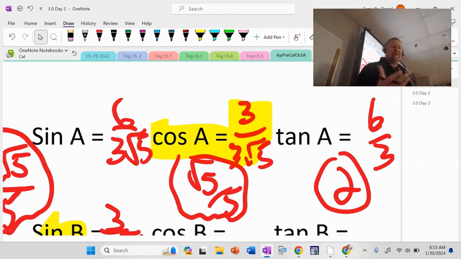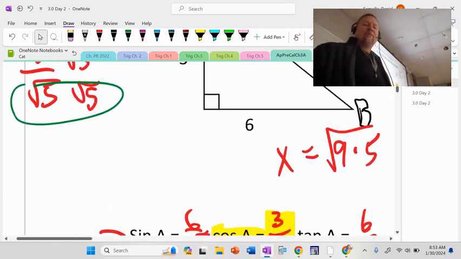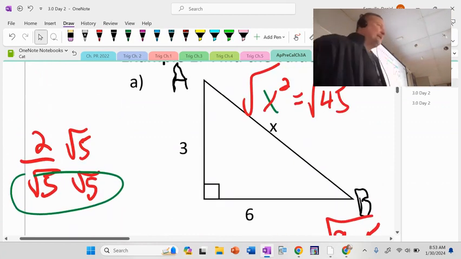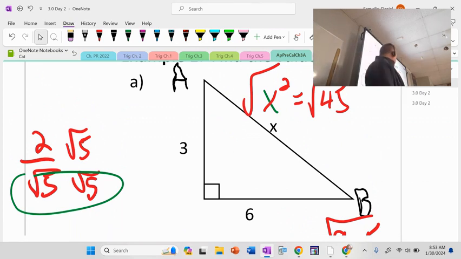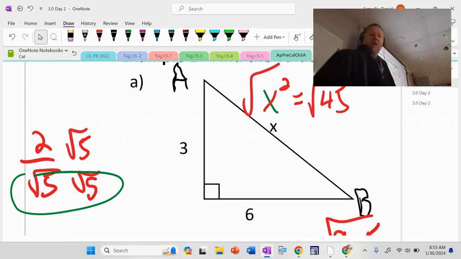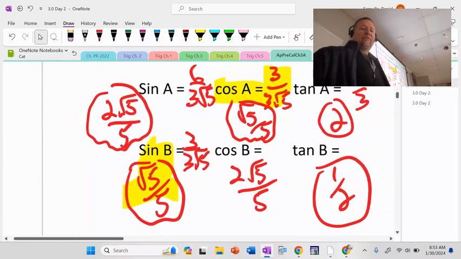So just the ability to rationalize should be a review concept. Again, I think that's been kind of the problem this year, remembering old stuff so we can build on it. All right. That's why we're reviewing it. And then 6/3 for tangent of A, 6/3. All right. And then kind of getting the ball rolling here, it should fall into place.